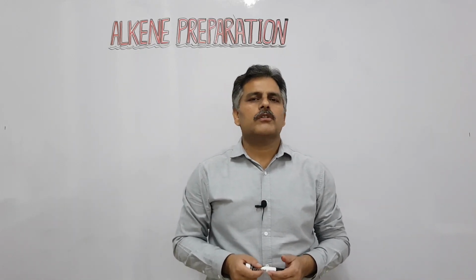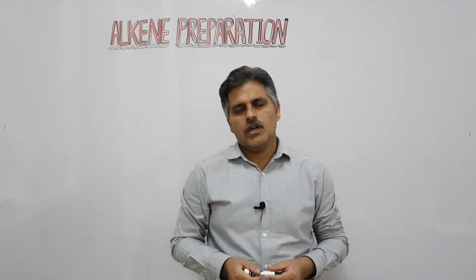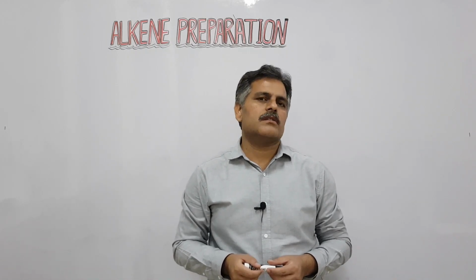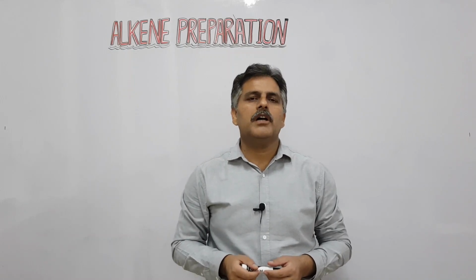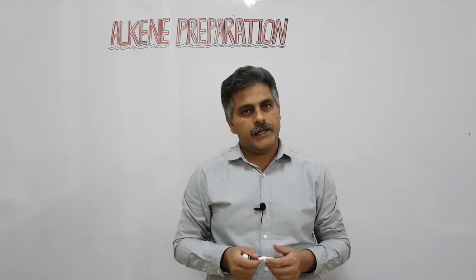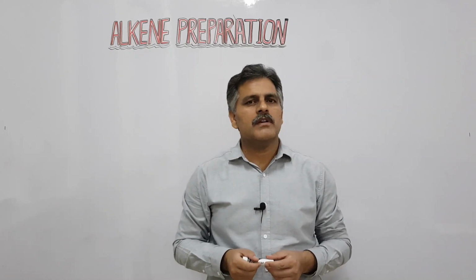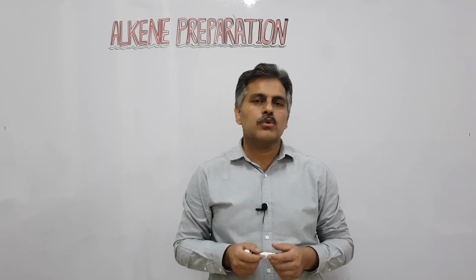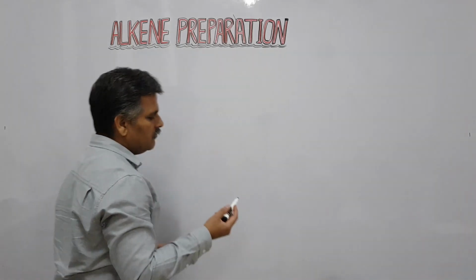Today, our topic is preparation of alkenes. So we use dehydrohalogenation reaction for the preparation of alkenes. In my previous lectures, I have discussed the preparation of alkenes from dehydrohalogenation of alkyl halides, and the E2 mechanism has been discussed. Today we discuss elimination unimolecular mechanism, I mean E1 mechanism. So let's start with E1 mechanism.